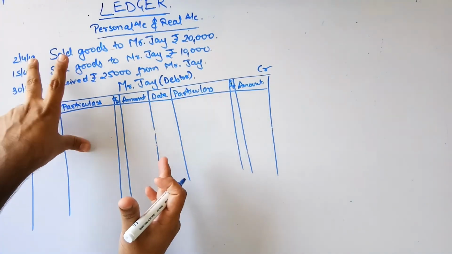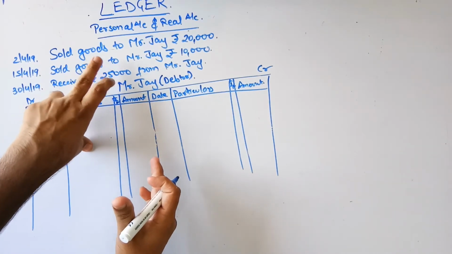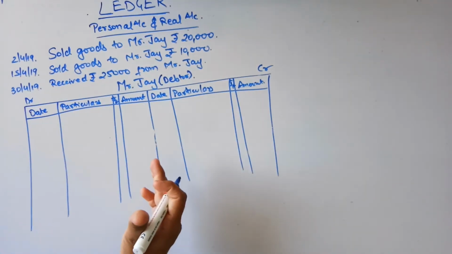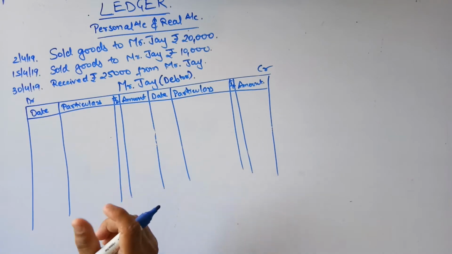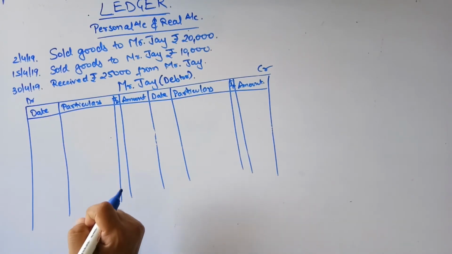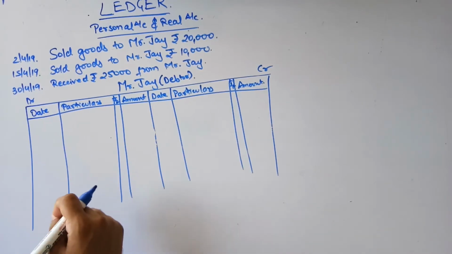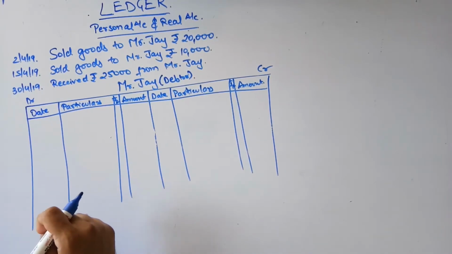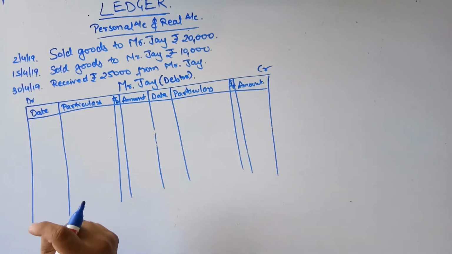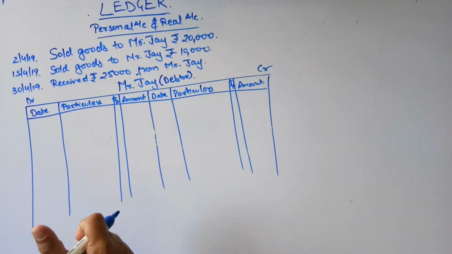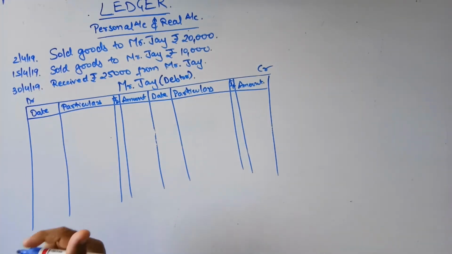Okay, number one. On the 2nd of April, what has happened? Sold goods to Mr. J, rupees 20,000. How will you start thinking about this? What has happened? Firstly, understand, sold goods to Mr. J for 20,000. It is a cash sale or a credit sale? Number one question. It is a cash sale or a credit sale? It's a cash sale, right? Completely wrong. It is a credit sale. Why credit sale? Is the name mentioned? Yes. Number one statement itself says yes, the name is mentioned over here. So it is a credit sale.